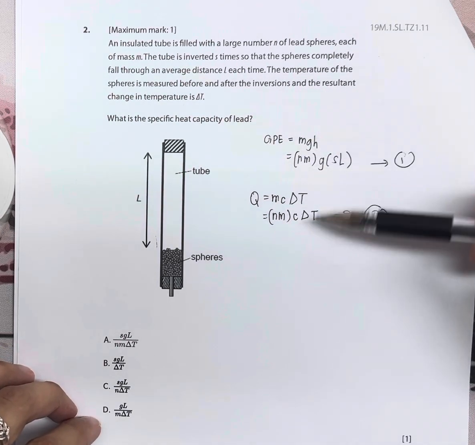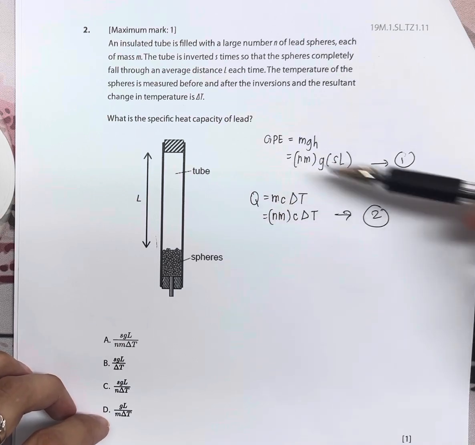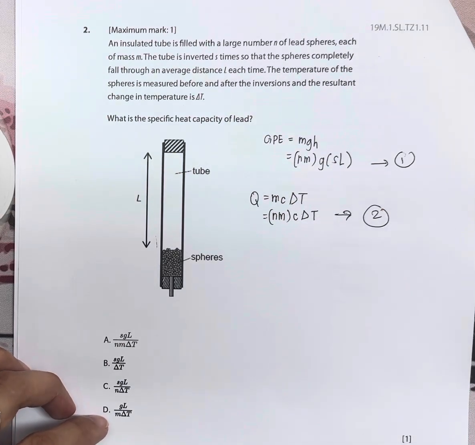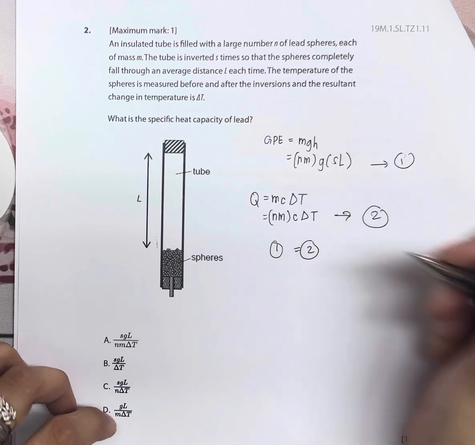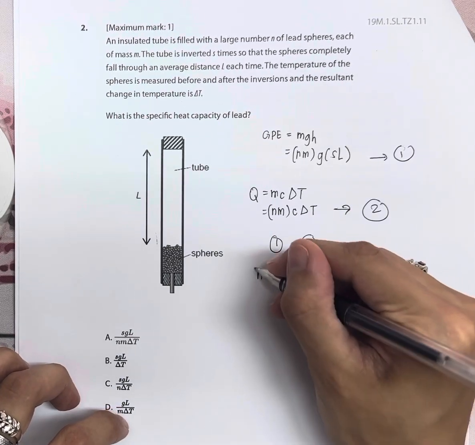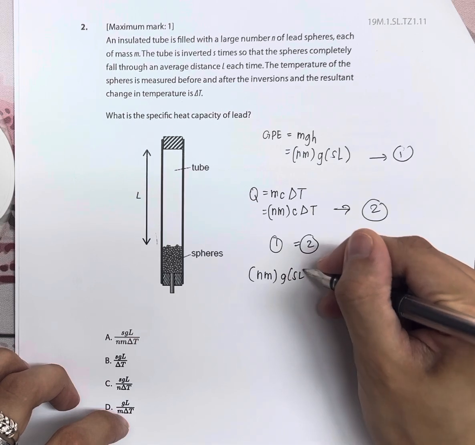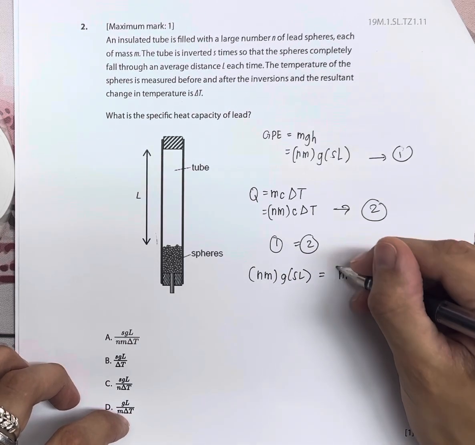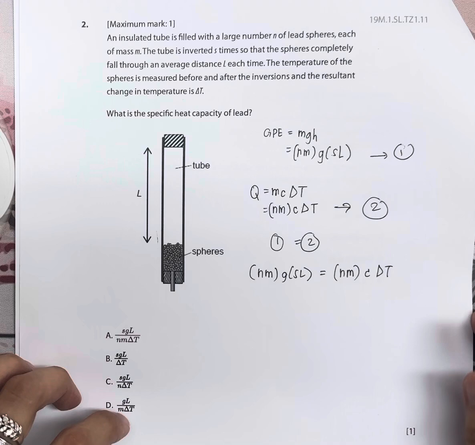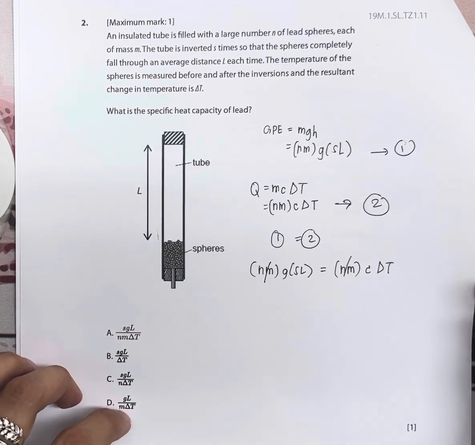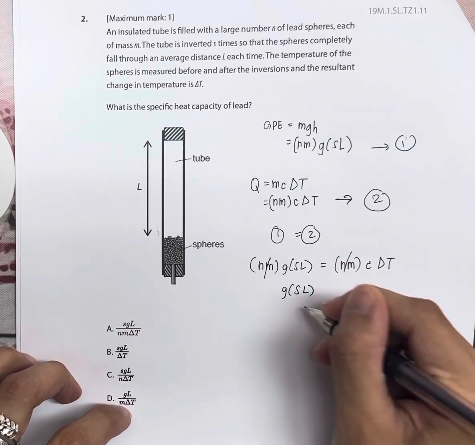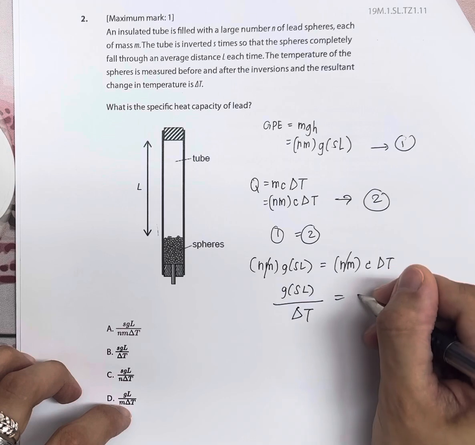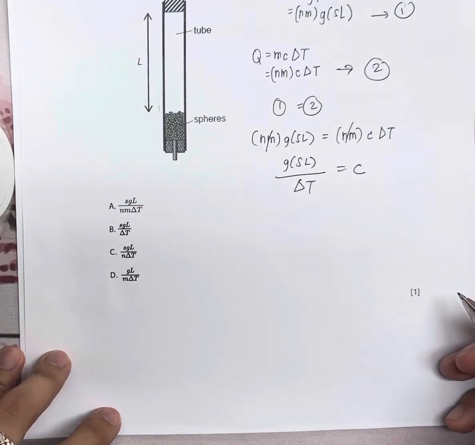This here will be my second equation. I have 2 expressions for energies. What does that mean? I can set them equal to each other and solve for my unknown value, which is letter C. So if I do that, I will set 1 equal to 2. That's going to be nmgsL equals nmc change in temperature. The nm's here will cancel each other. If I move this to the other side, that's going to be gsL divided by delta T, leaves me with C.